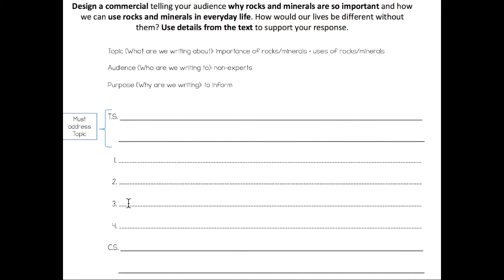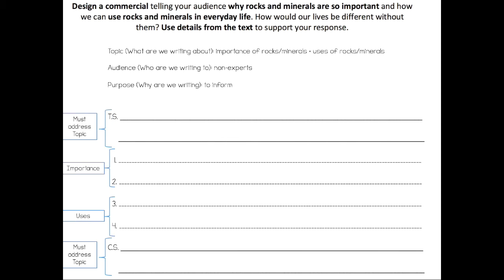Next, we have our details. Our details are going to give us the information we need to cover our topic. So because we're discussing both the importance and the uses of rocks and minerals, we can cover the importance with details 1 and 2 and the uses with details 3 and 4. Finally, our concluding sentence is going to address the topic again. We need to make a lasting impression in our audience's mind as we finish our commercial about why rocks and minerals are so important and how we use them every single day.